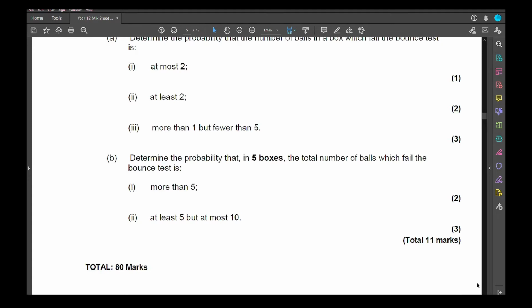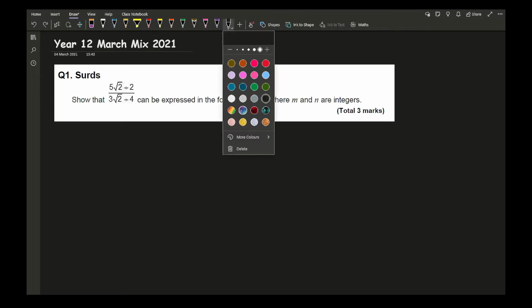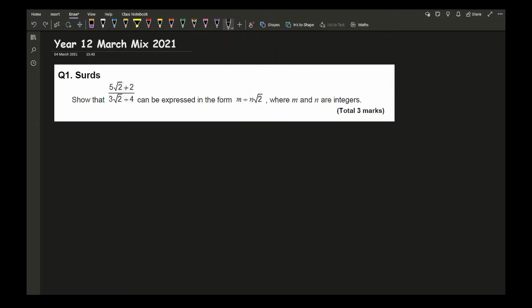And what we'll do now is we'll go through the answers. So before we get started, let me just emphasize something on this particular question, and the fact that the signs in the surd are both positive. They do look like subtract.